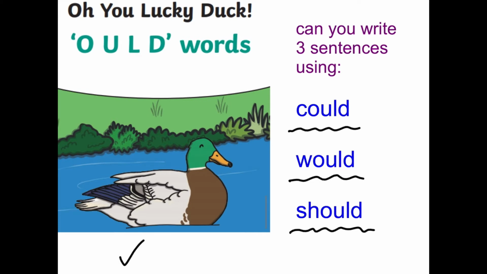It's got to have a capital letter. It's got to have a full stop. And it's got to have a verb, something's got to happen. So I want you to pause the video now. You can watch the little funny cartoon a bit, and then I want 3 sentences, one with could, one with would, and one with should.